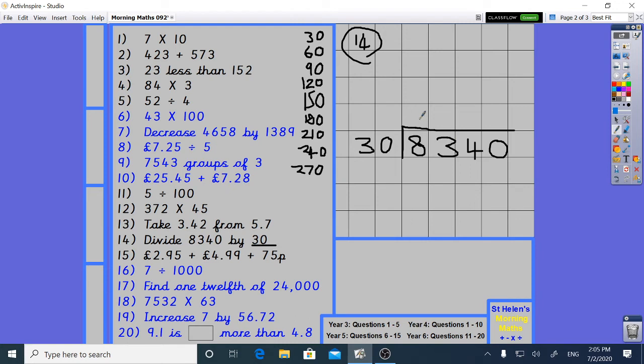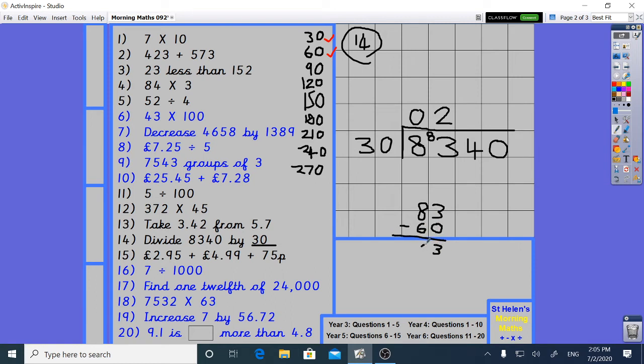Right, how many 30s in 8? 0. 30 is far too big to fit into 8. 83. There's quite a few 30s in 83. 1, 2, but we've only got 83, not 90, so it is 2. You can only get up to 2. Where did we count up to? We counted up to 60, but we were looking for 83. So a little minus will tell us the remainder.